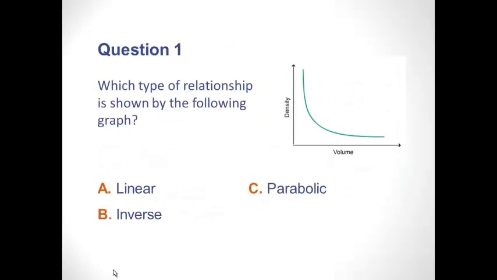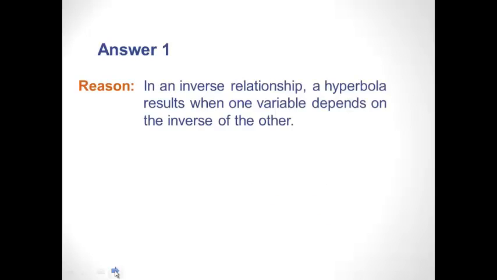What type of relationship is shown by the following graph? I hope you recognize it as, first of all, being a hyperbola because it's not touching either of the axes. That's a hyperbola, and a hyperbola is the shape of, think about it, an inverse relationship. Okay, so the relationship is inverse, the curve is a hyperbola. That should be pretty much squared away with you.